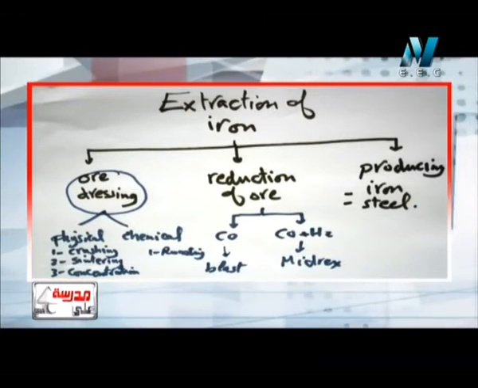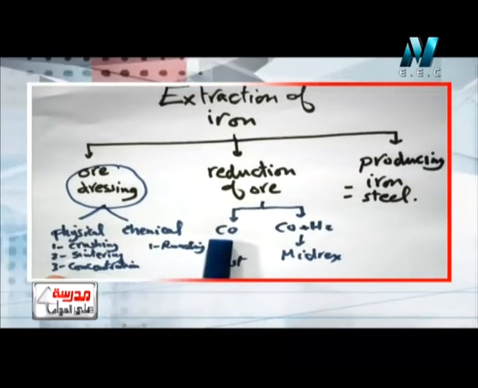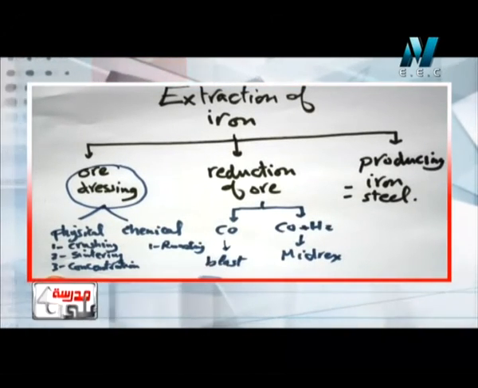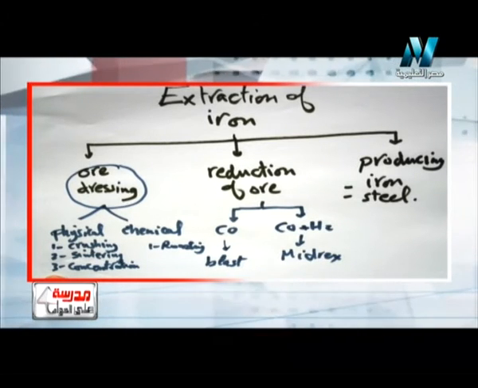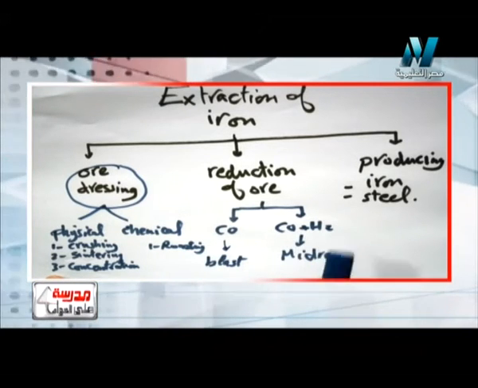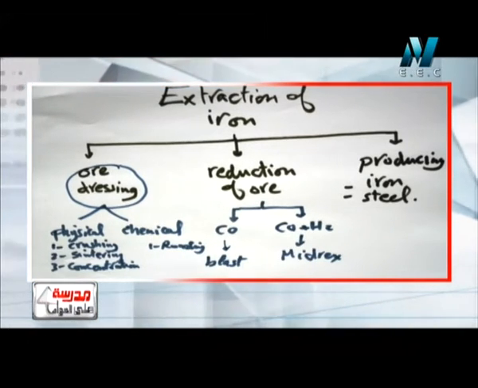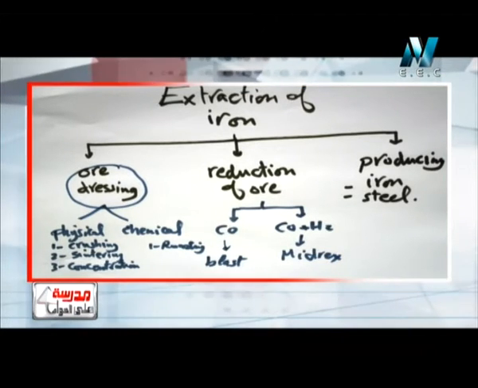Again, we say that the ore dressing is done. Reduction of ore uses two reducing agents: carbon monoxide as in the blast furnace, and the mixture of carbon monoxide and hydrogen, which is called water gas, in the Midrex furnace. Carbon monoxide in the blast furnace, whereas water gas in the Midrex furnace. So we can use another furnace, similar to the blast furnace, but smaller.